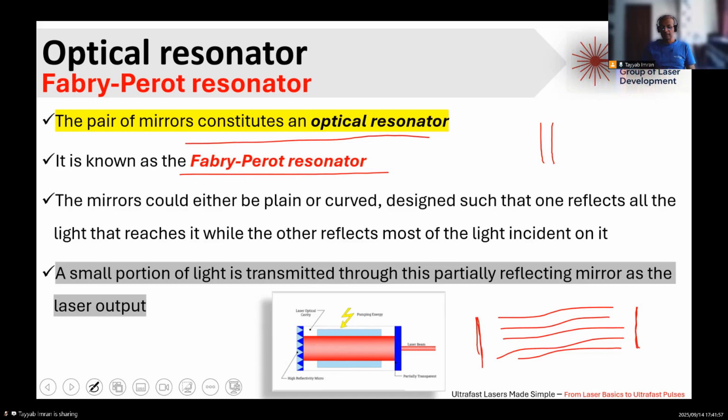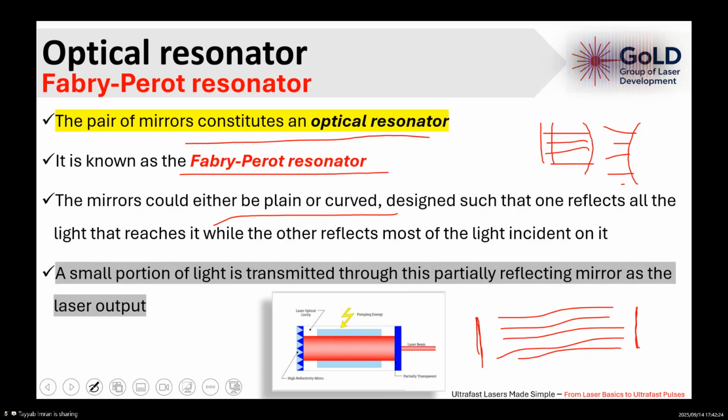Now these mirrors, as I mentioned, can be plane mirrors or can be curved. Curved mirror means it can be like this or like this, convex and concave. The light coming from here and the light here. I assume you have studied these convex and concave mirrors in high school.